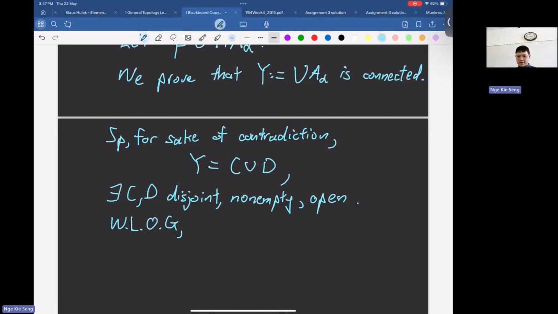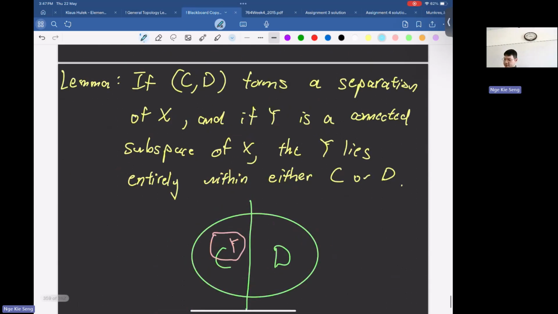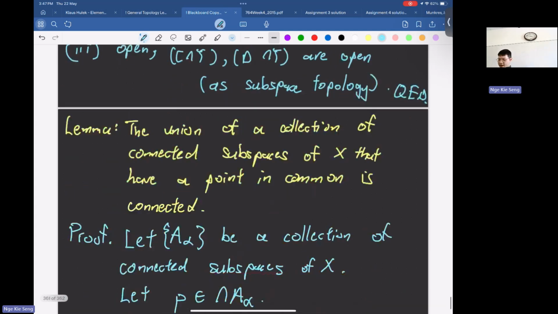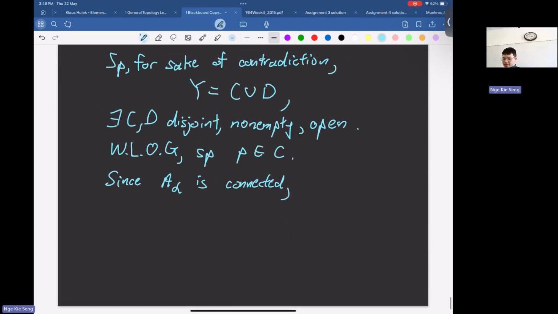Okay, so without loss of generality, let's suppose that this point lives in C. So what can we say here? Note that A alpha is connected. And so just now, what we have proven is that if you have a connected subspace, then in the separation, it must live either in the left part or the right part. So A alpha must lie entirely in either C or D.